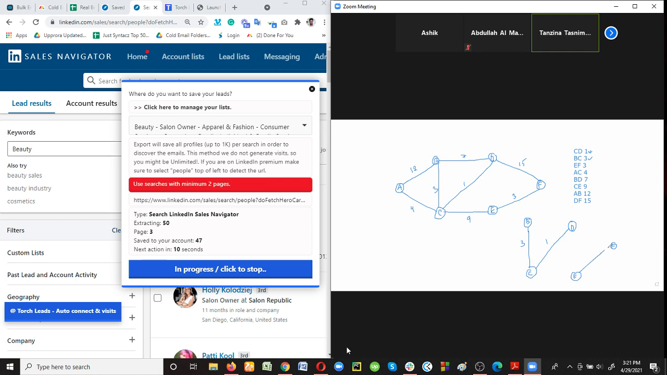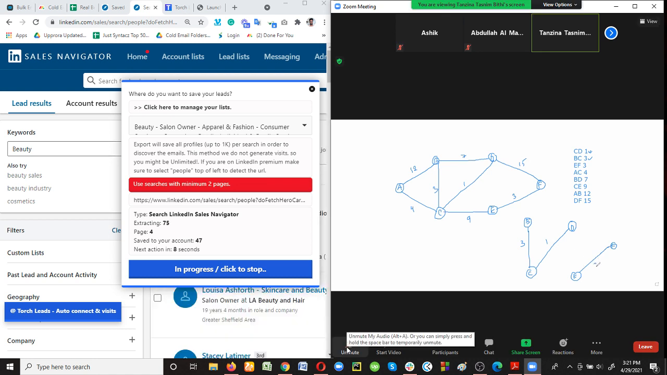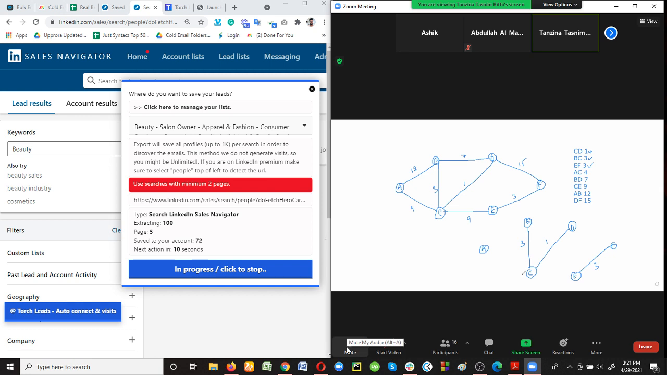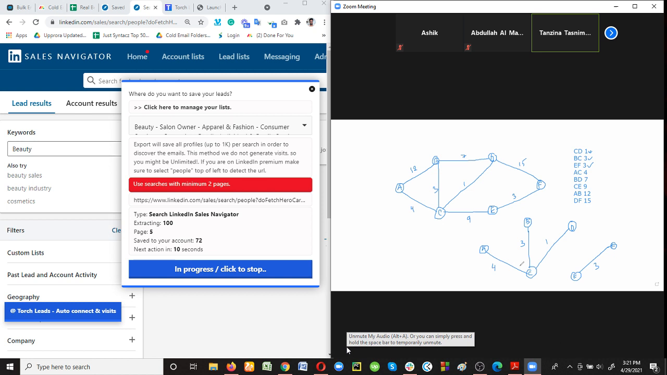Yes, we can take an edge between E and F because it's not creating any cycles here. So its weight is 3. Okay. Now the next one is A and C. This is A. So can we take that edge AC? Yes, ma'am. Yes, we can take that edge. So AC and its weight is 4.